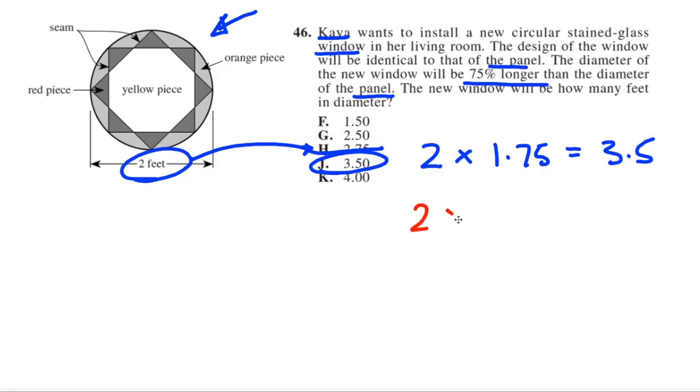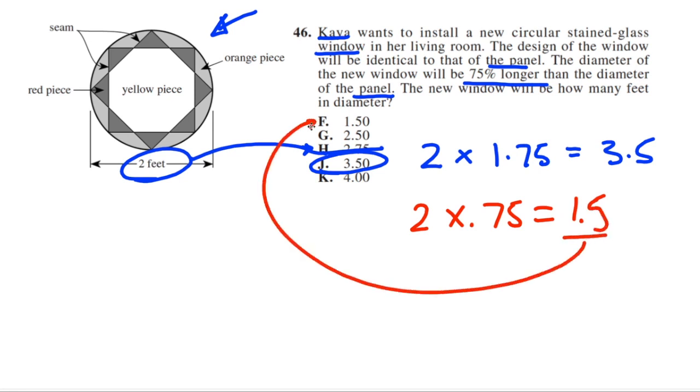Notice what they do, because it's a hard problem, is 2 times 75% equals 1.5. That answer choice is right there. A lot of people pick this, and they don't think 75% longer must be more than 2.